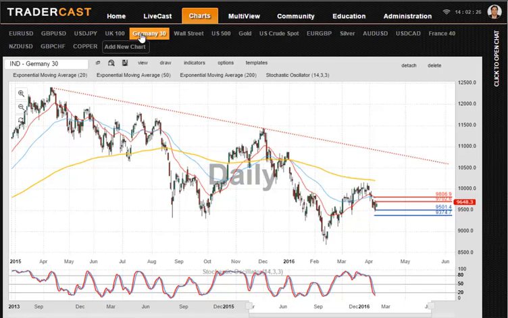DAX appears to be under pressure. It's still in a clearly defined downtrend and it appears to be bearish. Initial resistances appear to be at 9,700 followed by 9,800 in end of day time frame.